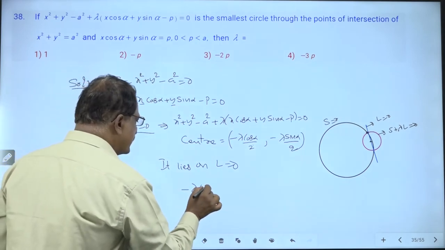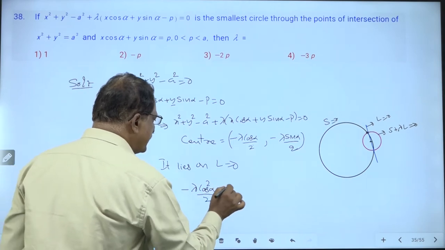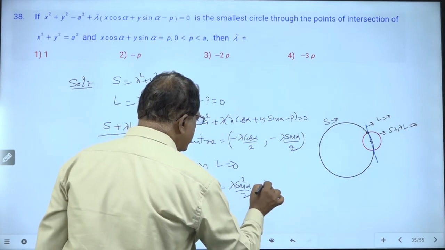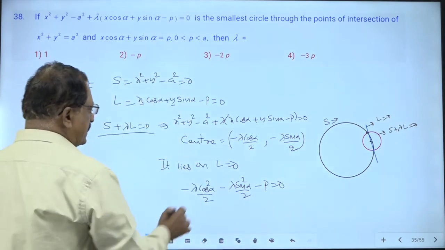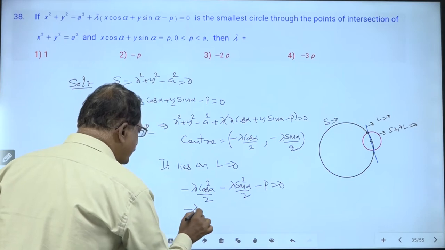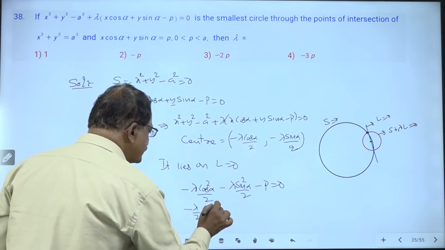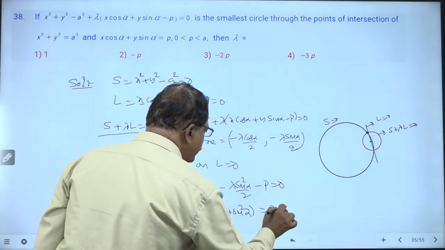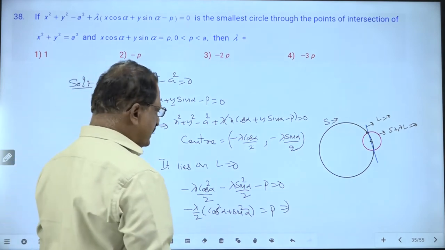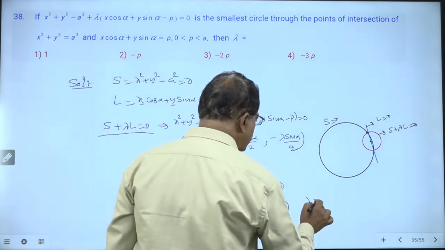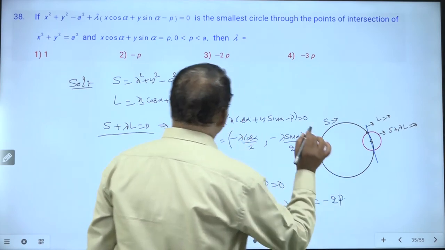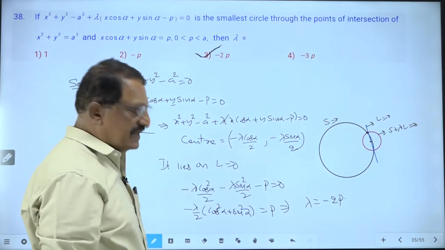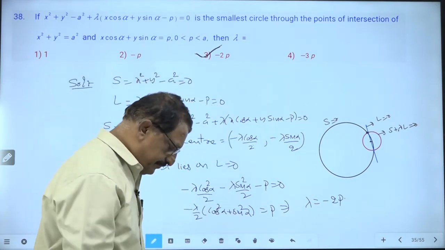We get -lambda cos^2 alpha/2 - lambda sin^2 alpha/2 - p = 0. Now, taking -lambda/2 common, (cos^2 alpha + sin^2 alpha) = p. But cos^2 alpha + sin^2 alpha is 1, so lambda equals -2p. Now, option 3 is correct, the third option.